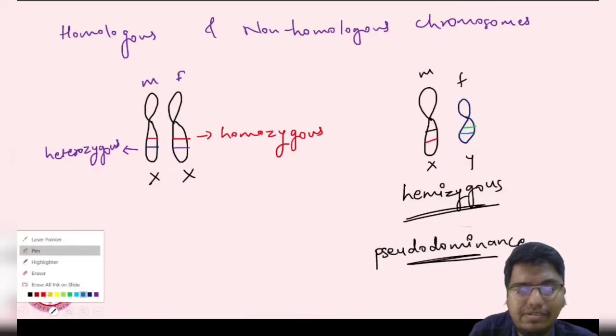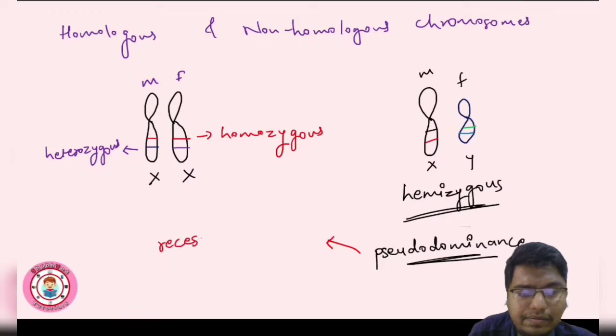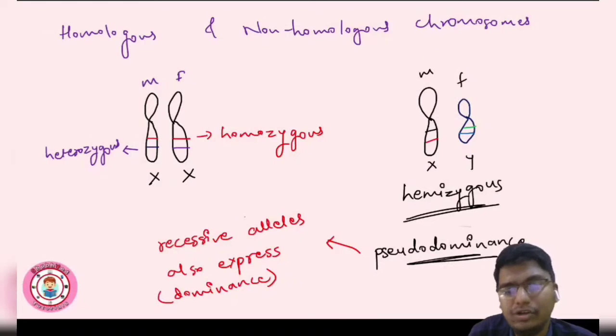Y-specific genes I have drawn and X-specific genes I have drawn. The X-specific genes will express, whether they are recessive or dominant. That phenomenon is known as pseudodominance, in which recessive alleles also express, meaning they are showing dominance, because there are no counterparts, so they tend to express.